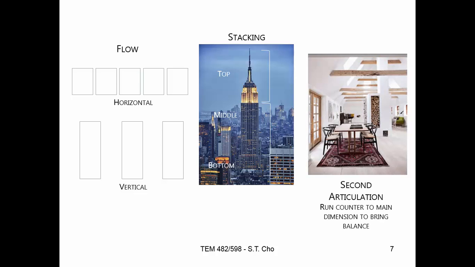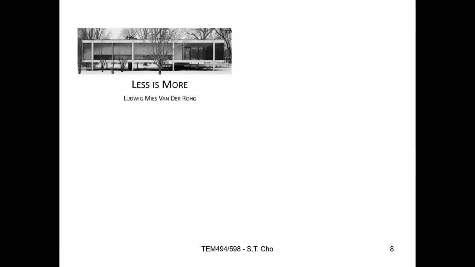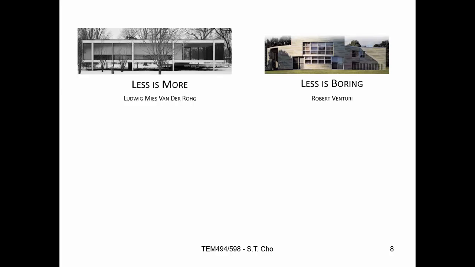There's something called second articulation. Look at this White House if it didn't have those cross beams. Those cross beams all of a sudden give formation instead of something nebulous. When you do something running counter to where the dominant dimension is going, in this case the longest dimension is in and out, it brings balance to it. Symmetry, less is more. Is it something simple? Or is art about less is boring, if we should be dynamic? There's no right or wrong answer, as you could see.